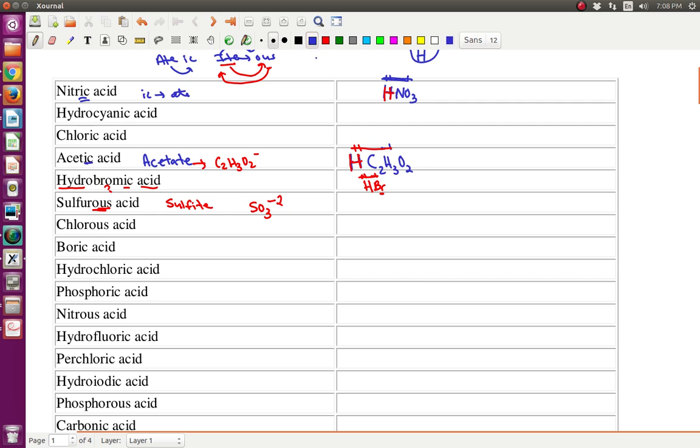I'm going to write the ion part in blue: SO3, with a -2 charge. Now we're going to add the right number of hydrogens to cancel out the -2. Every hydrogen is a +1, so I need 2 hydrogens to cancel out a -2, because +1 times 2 would be +2. If I have a -3 over here, I've got to have 3 hydrogens. So sulfurous acid is H2SO3.